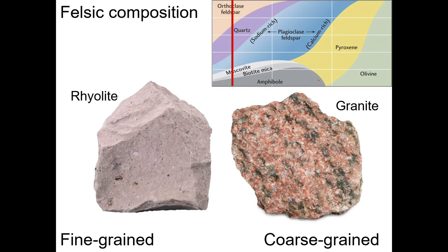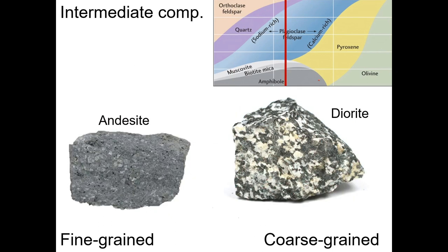There's a close-up to give you an idea what these rocks look like. There's the rhyolite and the granite. You can see that they're often kind of pink from the potassium feldspar. Your andesite and diorite are the intermediate rocks. You'll see that they're kind of salt-and-pepper colored, gray and salt-and-pepper.